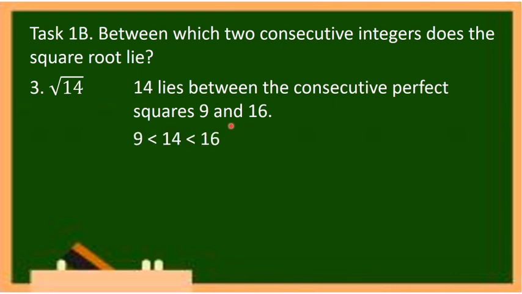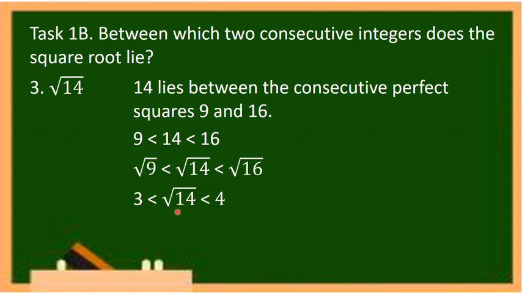So we have this relationship that 14 is greater than 9 but less than 16. And if we get the square root, we have the square root of 14 is greater than the square root of 9 but less than the square root of 16. And so we will have the square root of 14 is greater than the square root of 9, which is 3, but less than the square root of 16, which is 4. So therefore, the square root of 14 is between two consecutive integers, and these are 3 and 4.